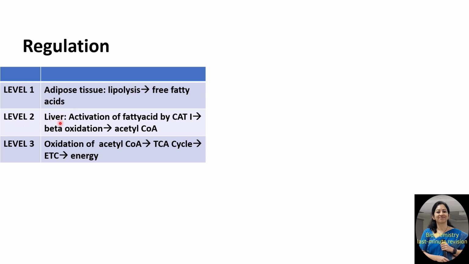Level 2 is at the level of the hepatocytes of the liver. Here activation of fatty acids occurs by carnitine acyltransferase 1, which will push the fatty acids to undergo beta oxidation in the mitochondria of the hepatocytes, ending with formation of acetyl-CoA. Level 3 regulation is further oxidation of this acetyl-CoA in the TCA cycle to provide energy.